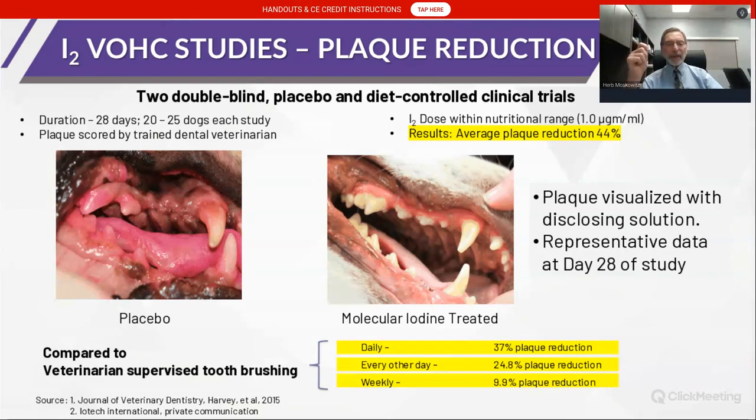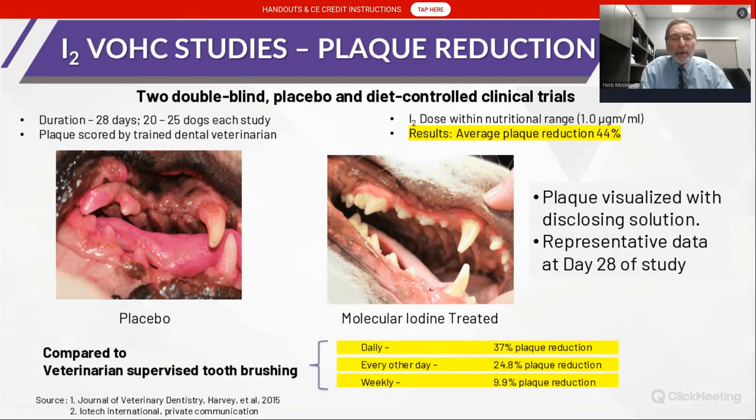And in that study, it was a study of veterinarian-supervised brushing of dogs' teeth, where they brushed the dog's teeth either every day, or every other day, or once a week. And they found that with weekly brushing, they were able to achieve a 9.9% plaque reduction. With every other day brushing, a 24.8% plaque reduction, and with daily brushing, a 37% plaque reduction.